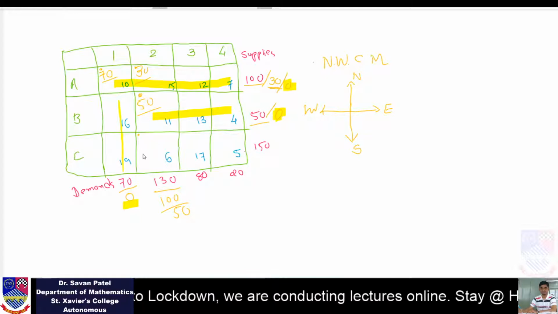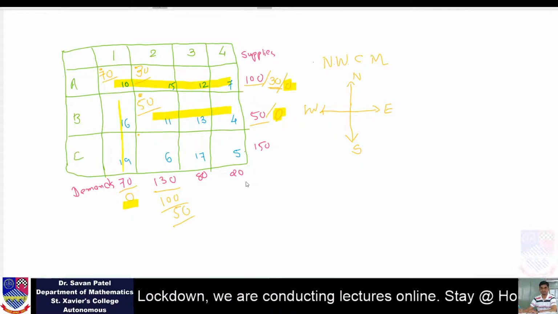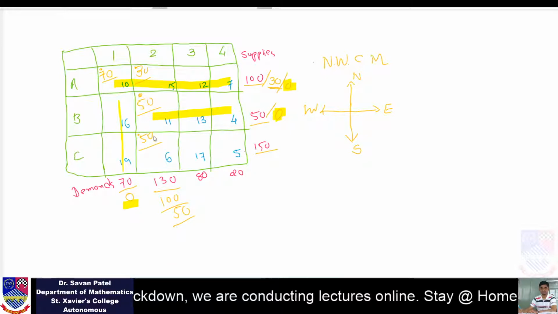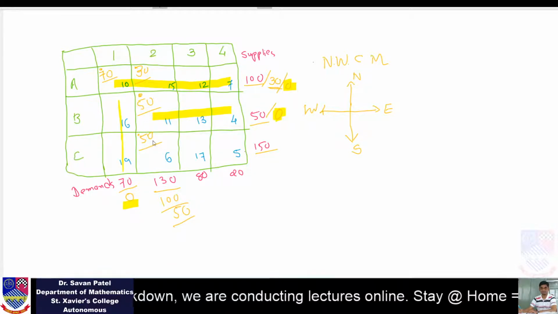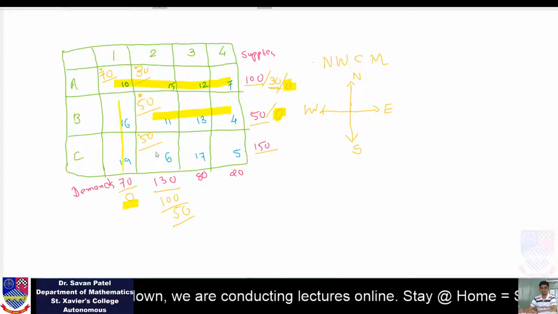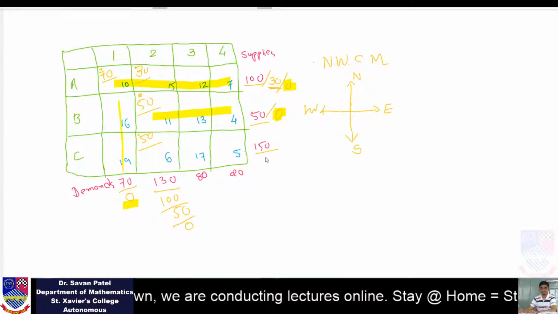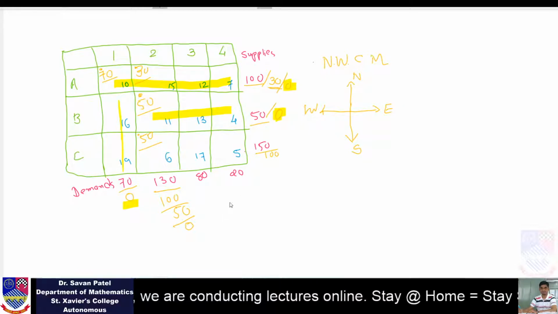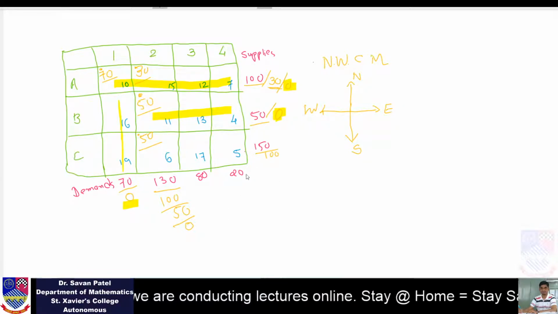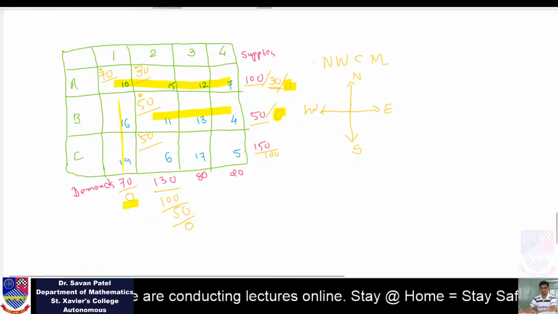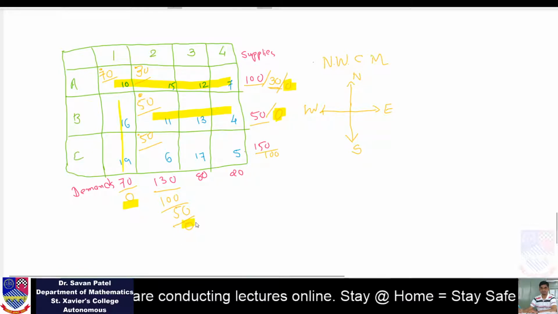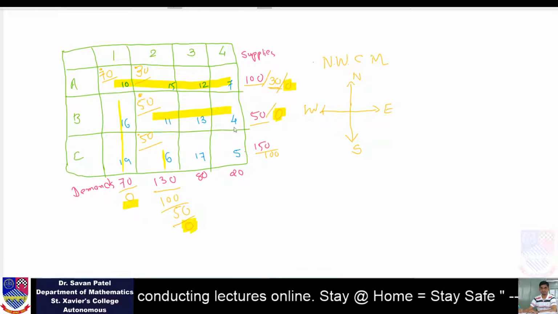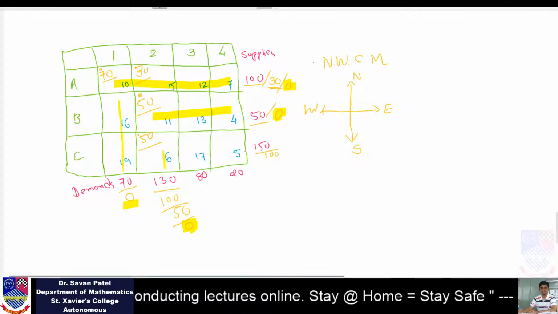So here the minimum of 50 and 150 is 50. So we will transport that much here, and this column is removed. Now here we are left with 0, and here we require 100. Sorry, here we are having 100, and the demand here is satisfied, meaning 0. So this column is removed. Now this table is left.